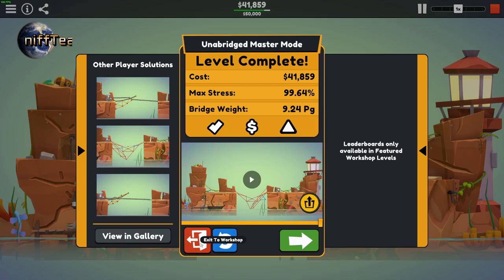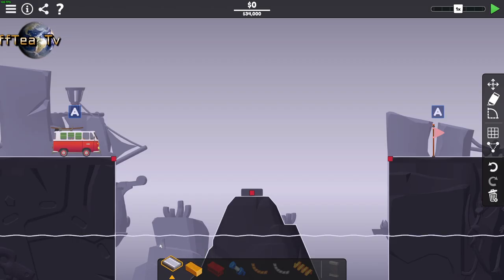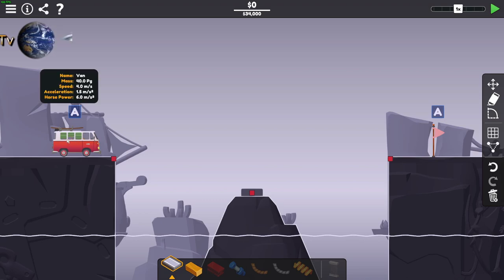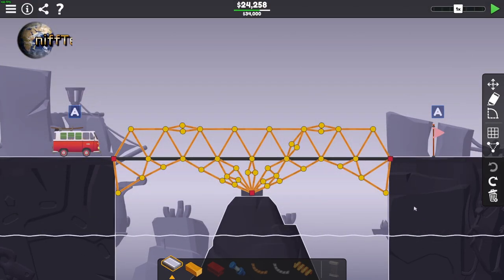And the next one. So this one, I've just got wood and roads. And that's got to go across. Seems simple. But the van has a mass of 40 polygrams, so that's heavy, so that's a lot of reinforcing, but we've only got wood. Okay, and this is what I've come up with.